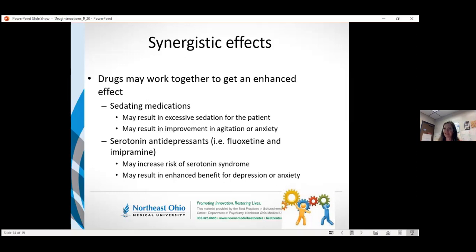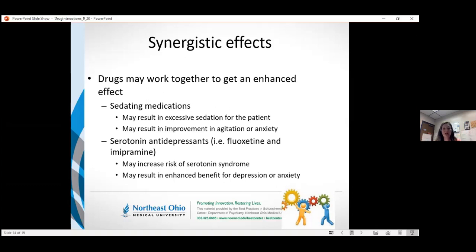So that might be a bad thing if it's too much sedation and the child is falling asleep. But on the flip side, if we're using a bunch of medicines that are all sedating, maybe that helps with agitation or anxiety or other symptoms that the patient has, and those get calmed down a little bit. So same effect, same interaction, but two different outcomes. So it's really going to be patient specific.